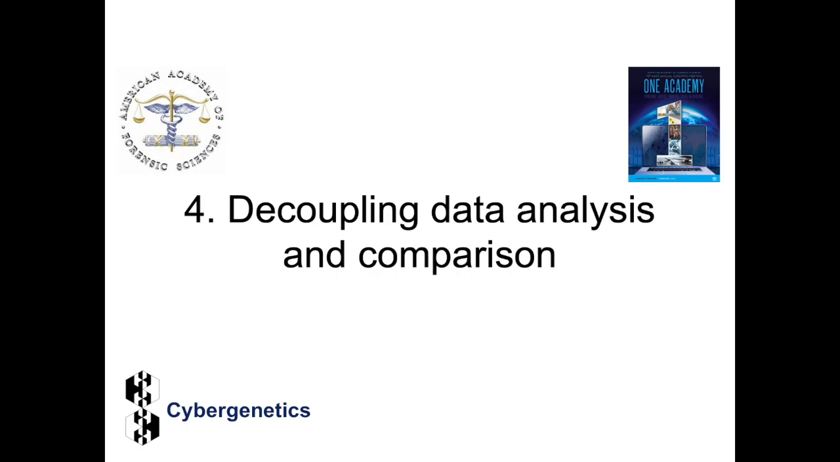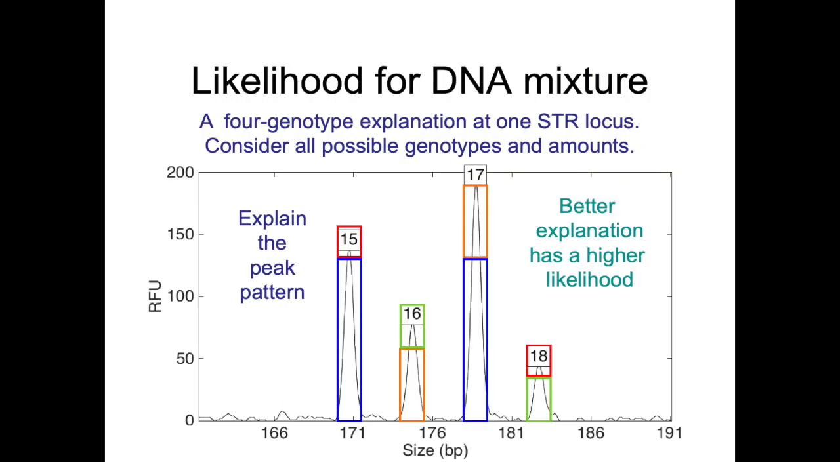Let's look at an example involving DNA evidence. DNA mixtures arise when 2 or more people leave their DNA on the same evidence item. Let's continue with the 4-person mixture data example that we looked at earlier. We'll take a look at calculating a likelihood for a DNA mixture.